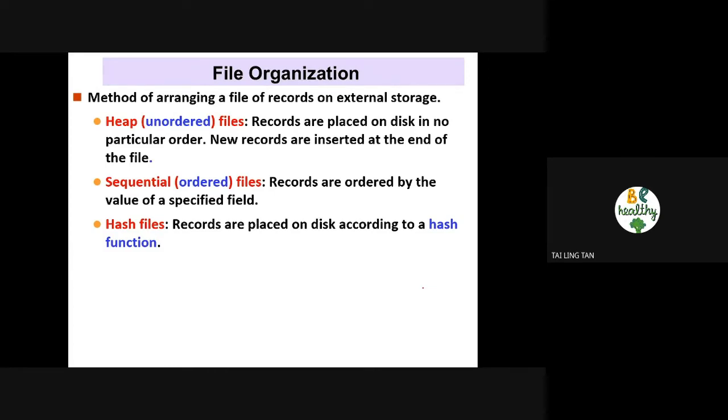Any other saving activity before. It means all these files are actually split into different locations of the disk. Another one is a sequential file. We call it ordered by the value of a specified field. So let's say you have one example here.